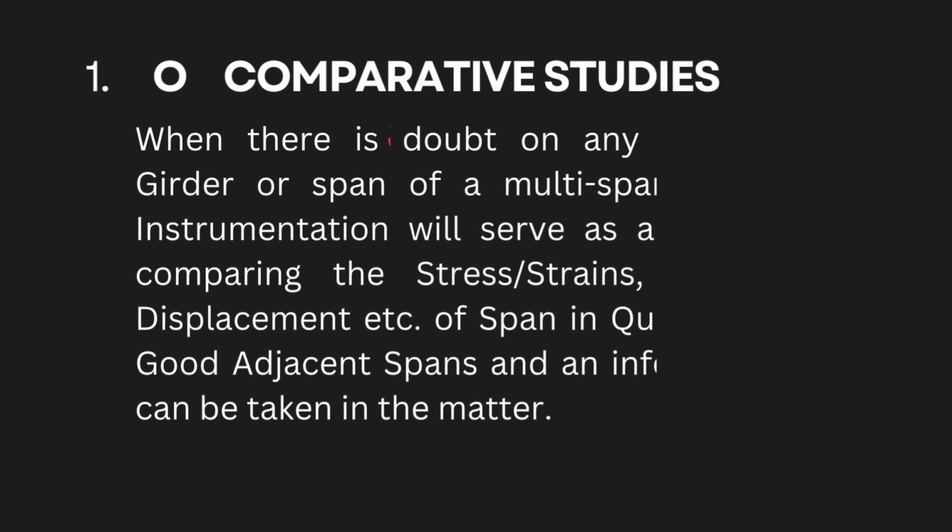Number 1. In comparative studies. When there is doubt on any one particular girder or span of a multi-span bridge, then instrumentation will serve as a good tool for comparing the stress strains, accelerations, displacement, etc. of span in question vis-a-vis good adjacent spans, and an informed decision can be taken in the matter.